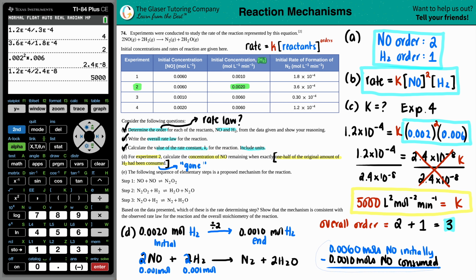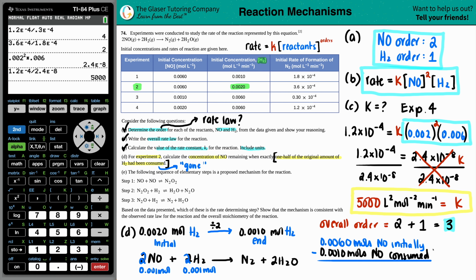So if we initially had 0.006, we know that we're getting rid of 0.001 because of the ratio. We are left with 0.005, you could add the 0 there, moles of NO remaining. And that is the answer for D. So this one was kind of just going back to stoichiometry. Wow. They're going all over the place for this question. That one was fun. So D is done.